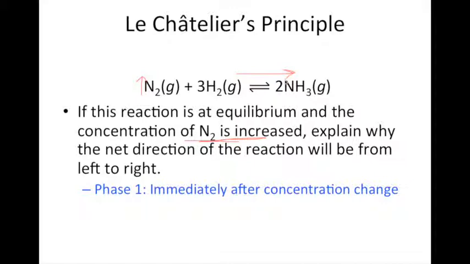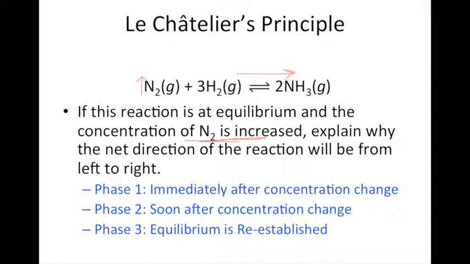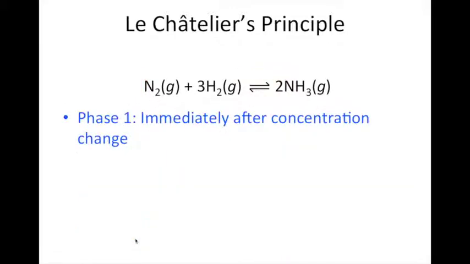In order to explain this, let's break it down into 3 steps or 3 phases. Let's explain what happens immediately after we increase the concentration of nitrogen, and then after some time, and then ultimately, what happens when equilibrium is reestablished. So we'll explain these in more detail, but you'll see that we're going to break this explanation down into 3 phases or parts. So let's start with phase 1.